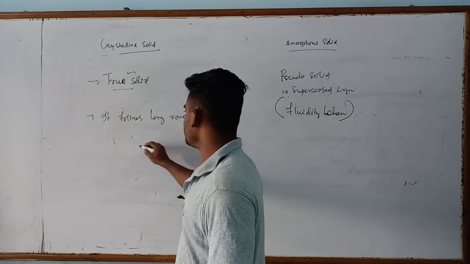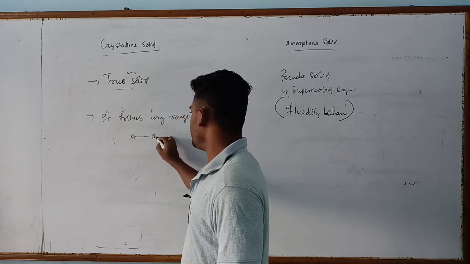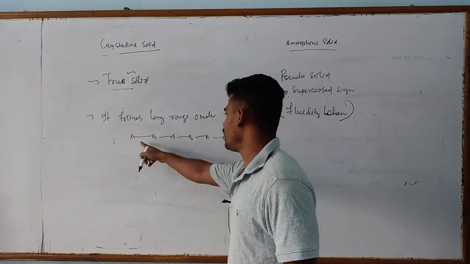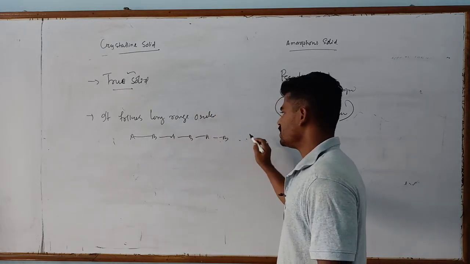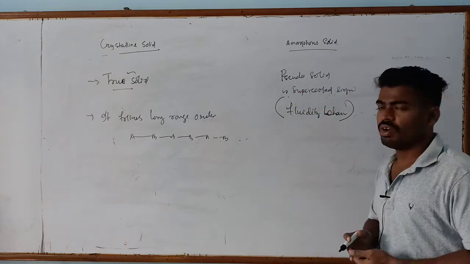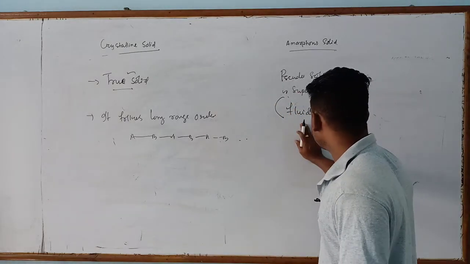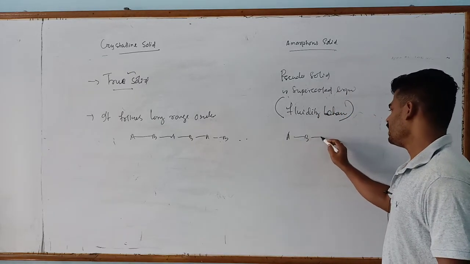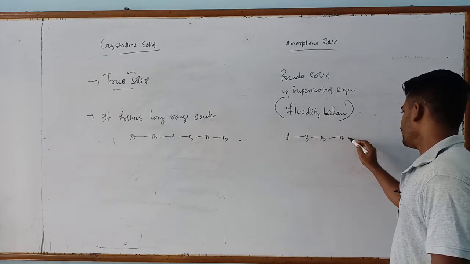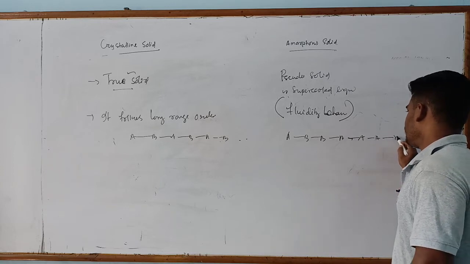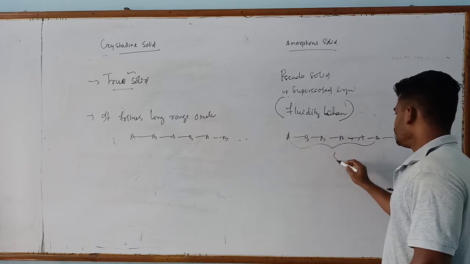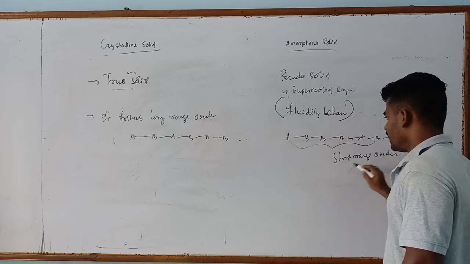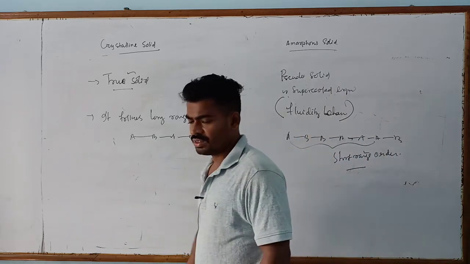Long range order means the arrangement like A, B, A, B, A, B. This regular order proceeds over a long range. But in amorphous solid, particles are not regular, like A, B, again B, A, again A, again B, likewise. So it is short range order. Short range order means the arrangement varies from point to point. Is that clear?